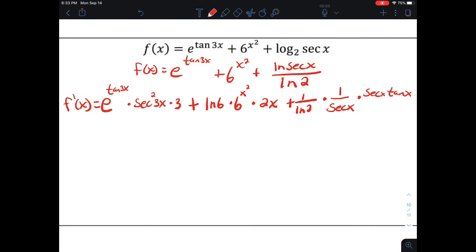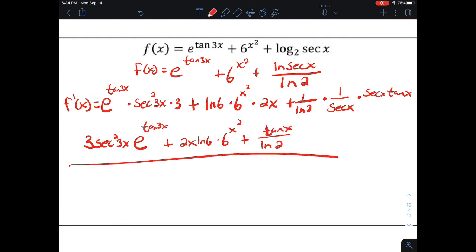And so here's my derivative. I could just do some cleaning up here a little bit. Can't really do but so much. So 3 times secant squared of 3x times e to the tangent of 3x power plus 2x ln of 6 times 6 to the x squared. And I don't know what all we can do for that. We can cancel out a secant. 1 over the ln of 2 times tangent. So I'd actually have tangent of x over the ln of 2.